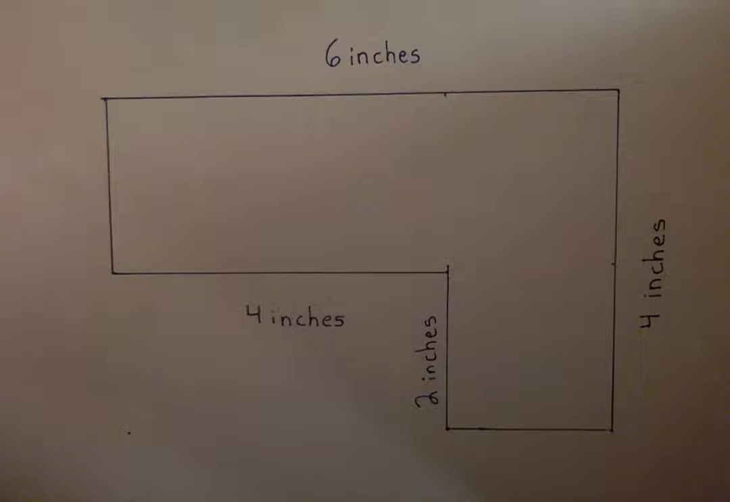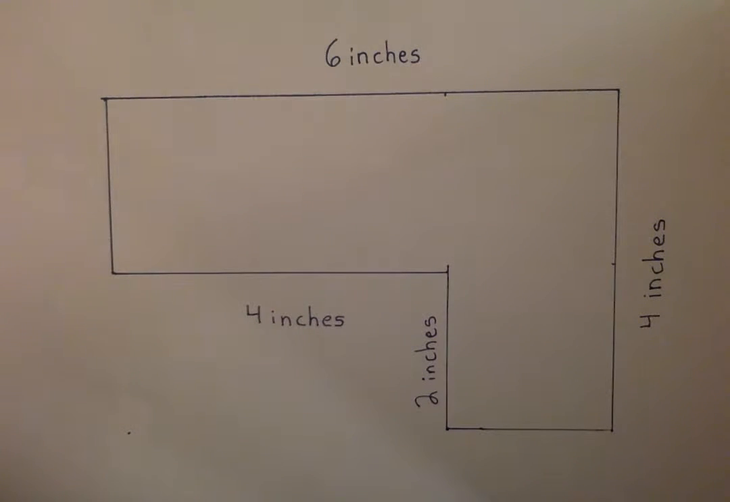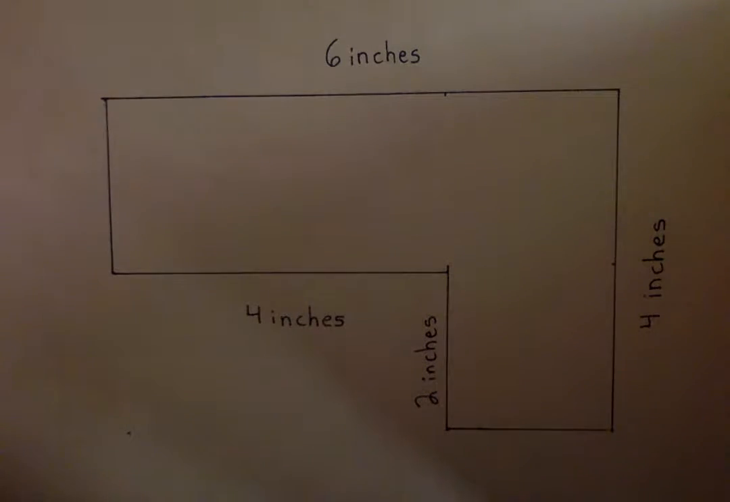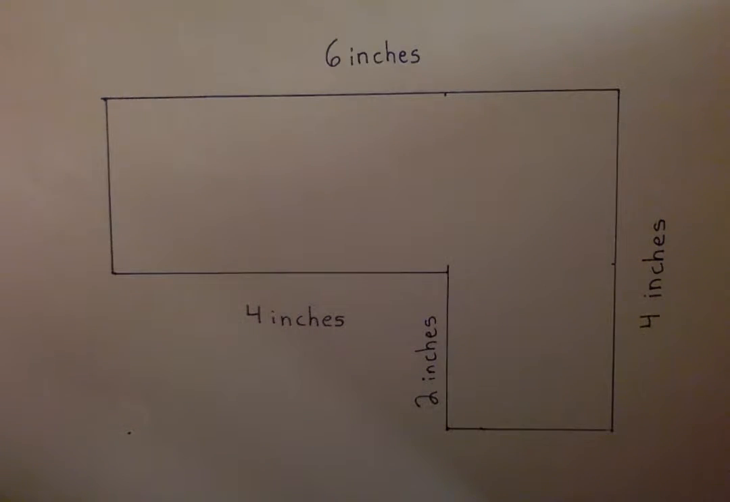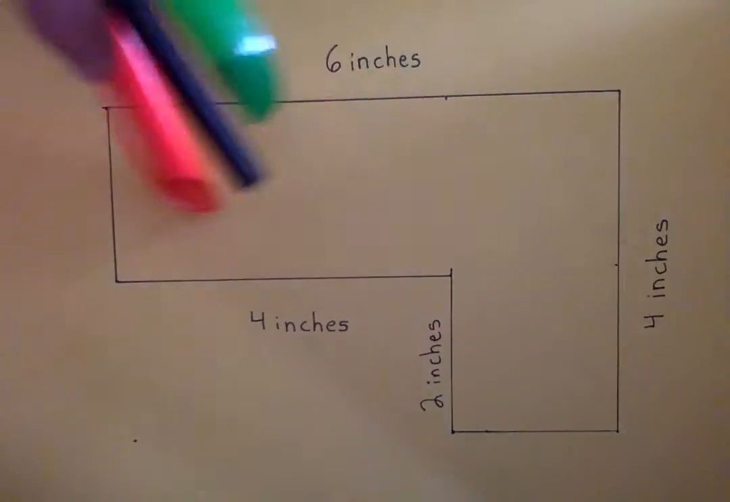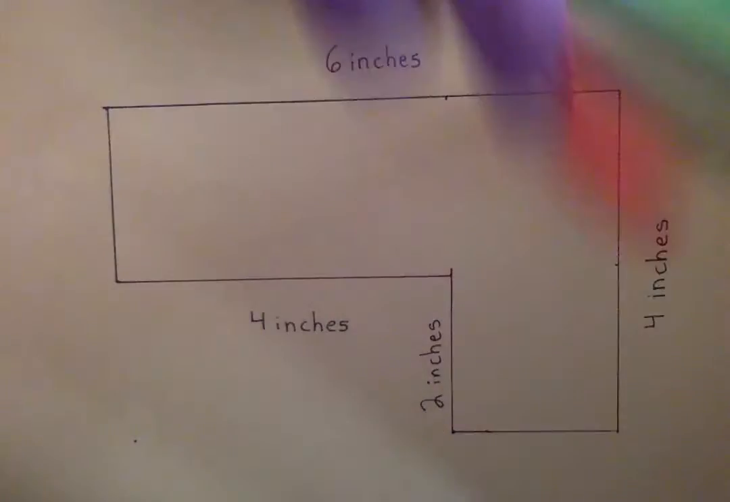I am going to show you a way that I have learned how to work with composite shapes, composite area. What I have is a figure that's two triangles. Two rectangles. And what we're going to do is find out the area of this figure here. Okay, we're going to find out the area of this figure.